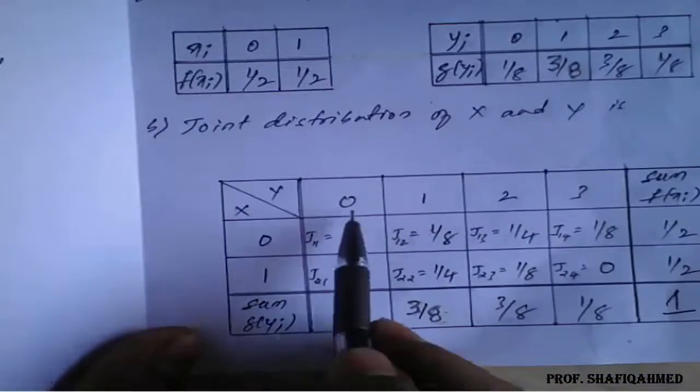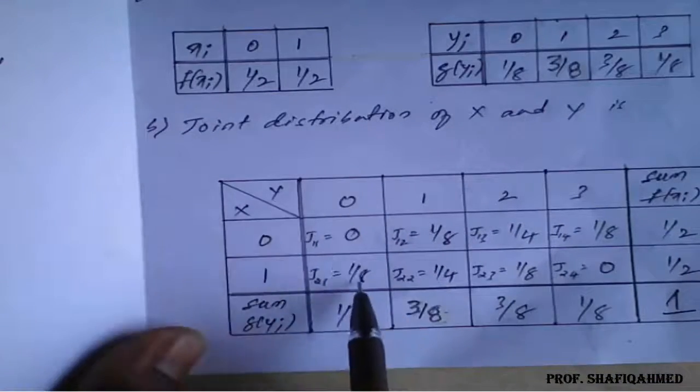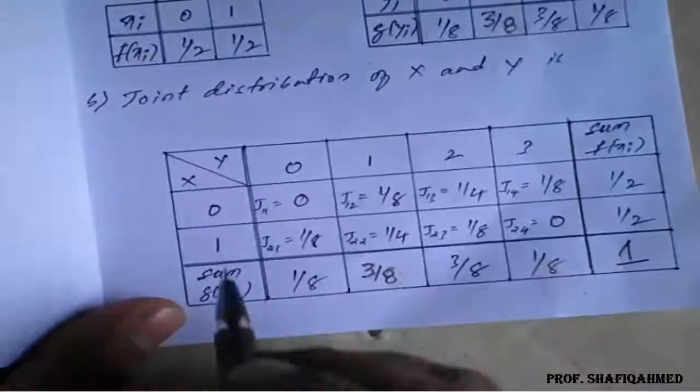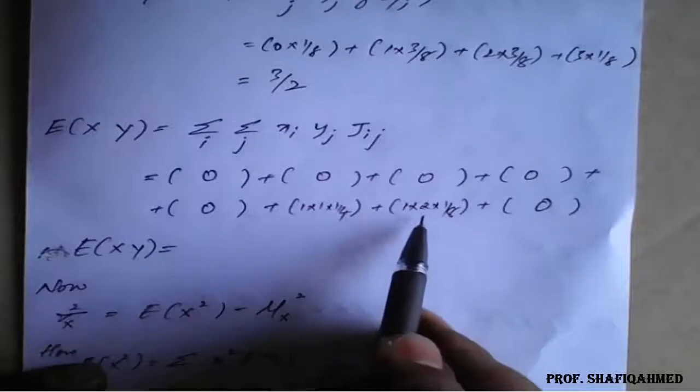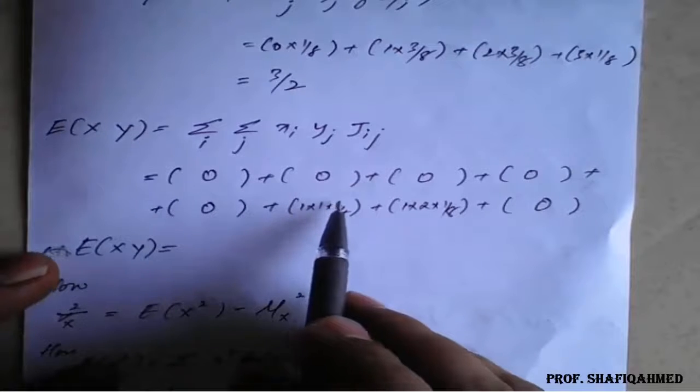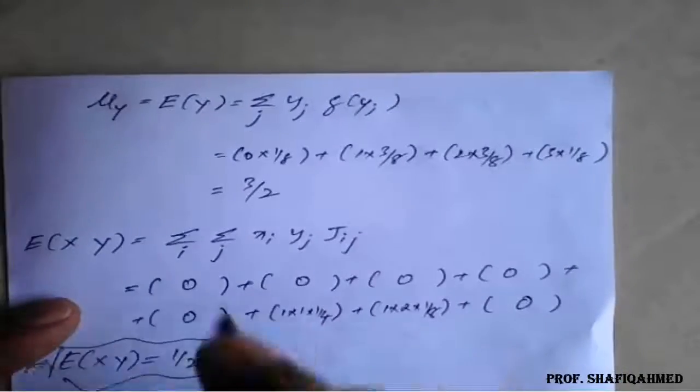Next, the second row: 1 into 0 is 0. So 1 into 0 into 1 by 8 is 0 again. The remaining values we need to calculate, that is 1 into 1 into 1 by 4. Similarly the next term, we get 1 into 2 into 1 by 8, and the last term is again 0. On simplification, the expectation of xy we get as 1 by 2.